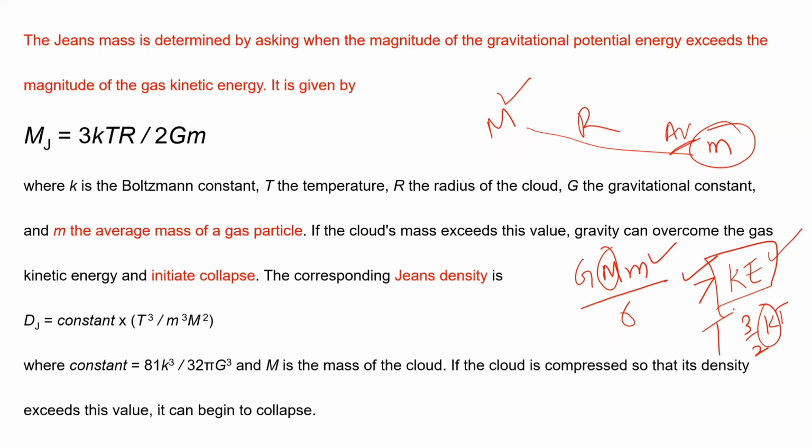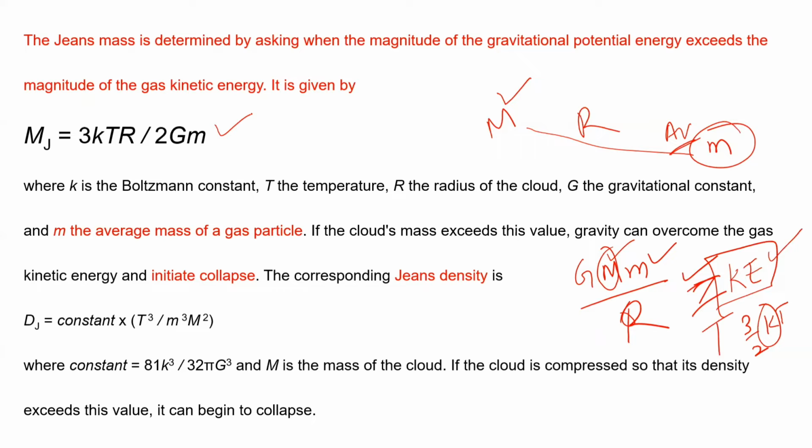K is the Boltzmann constant, T is the temperature. And so here we will write the radius r. From this formula we can find the critical mass if we equate these two quantities. So from this we can find the critical mass, which is 3kTr divided by 2Gm. Here G is the gravitational constant.